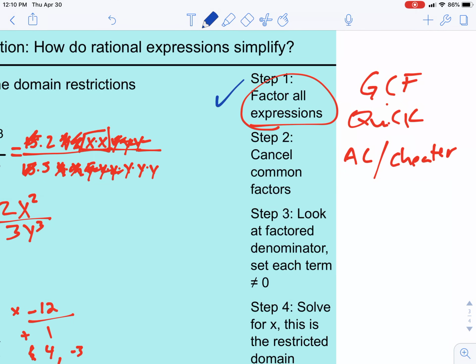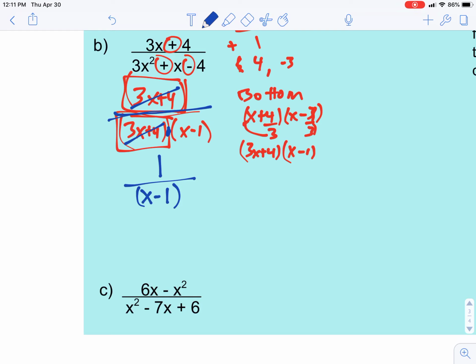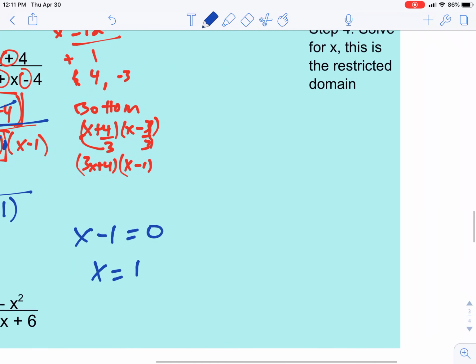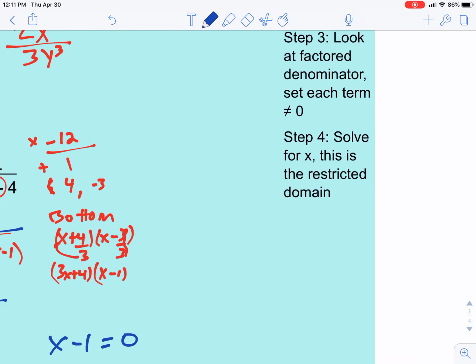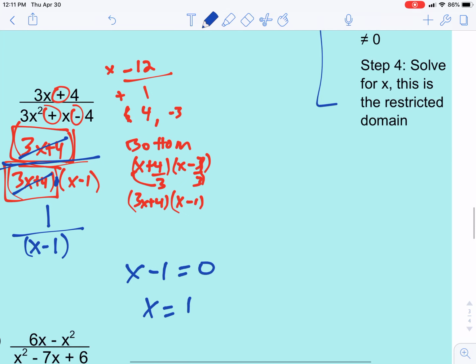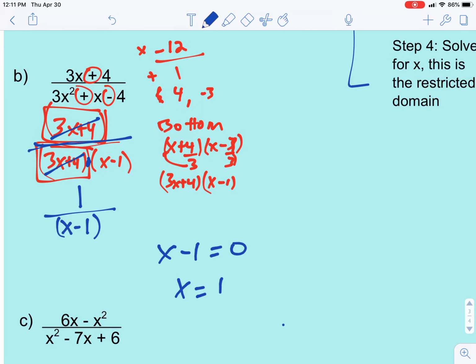Factor the denominator, set the term equal to 0. So our bottom number is x minus 1. I'm going to set that equal to 0. Solve for x. This is the restricted domain. What do you mean by that? This is our final answer, but we have fractions. What number can we not divide by?